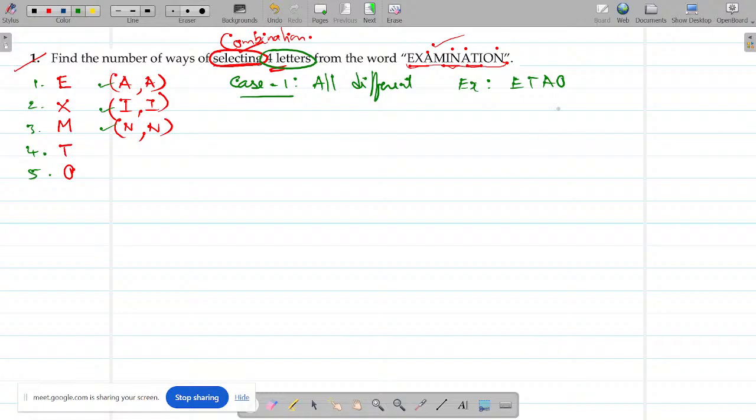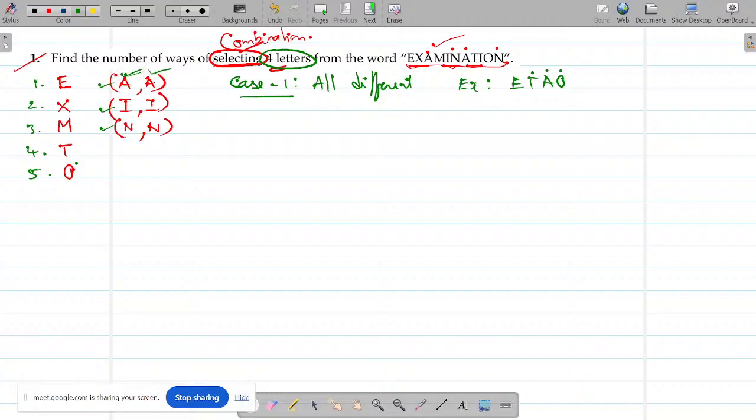It's all different, but what's the problem here is, if I take A, it may be coming 2 times, but what I'm going to do here, I'm going to take only once. If I take O, it's repeating only once, so no problem. If I take T, it's repeating once, no problem. If I take A, there may be 2 A's, but I'm going to take only 1 A.